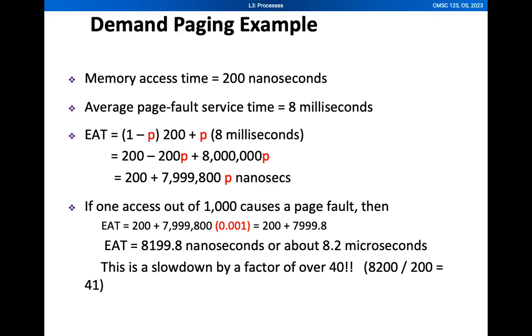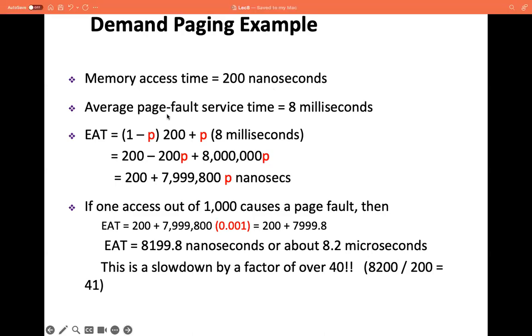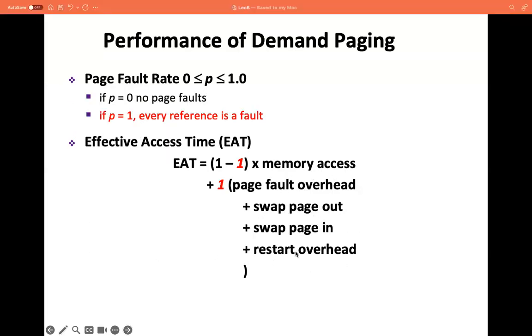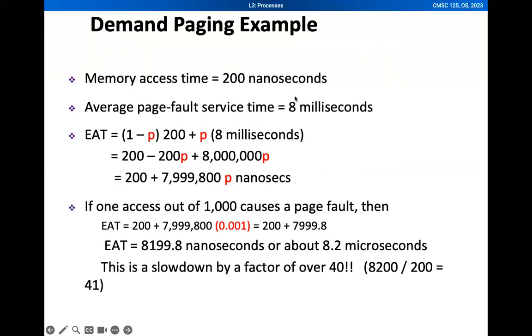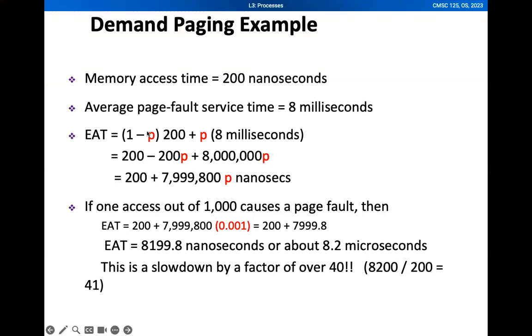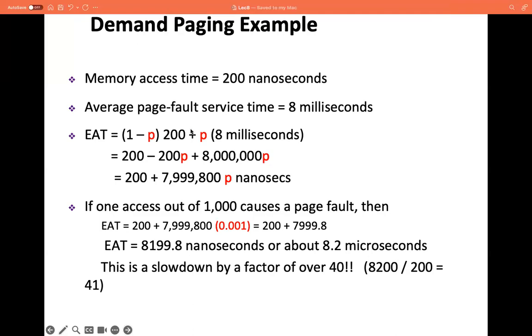Okay, so let's have an example. Assuming that we have a memory access time of 200 nanoseconds and the average page fault service time is 8 milliseconds. So the average page fault service time already constitutes all of this: the page fault overhead, swap page out, swap page in, and the restart overhead. So we assume all these values. As you can see, compared to the memory access time, the page fault service time is much, much larger. So we had our formula earlier, which is (1 minus P) times the memory access time plus P times the average page fault service time.